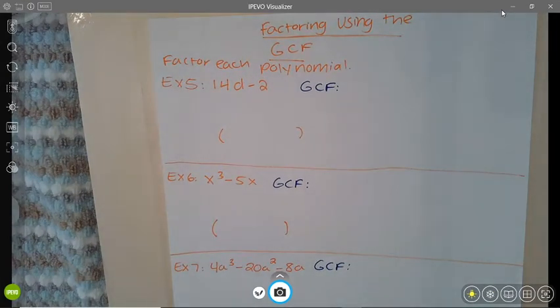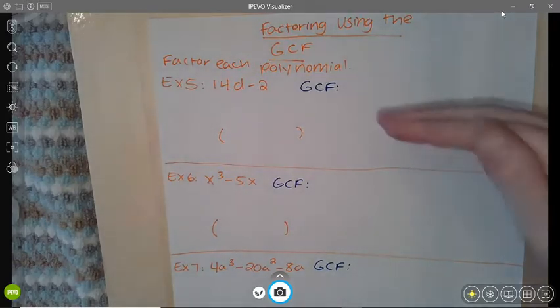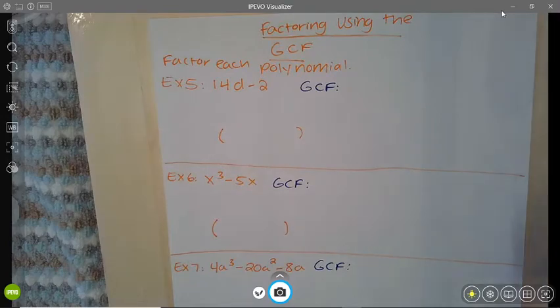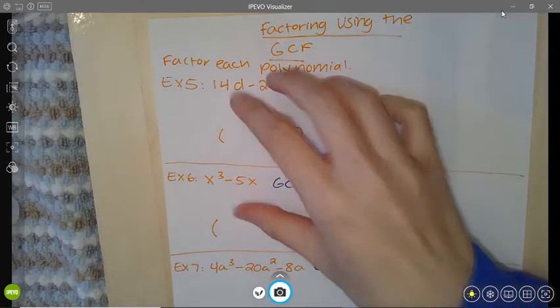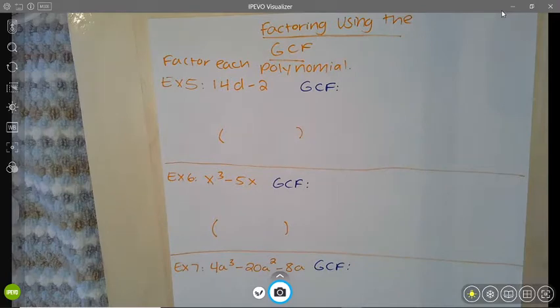Welcome back, everyone. In the last examples, we talked about how to identify the GCF, or the greatest common factor. Now what we're going to do is learn how to factor using the greatest common factor. So we're trying to reduce this expression down into its simplest form, and you do that by factoring. Okay, so let's get going on example 5.